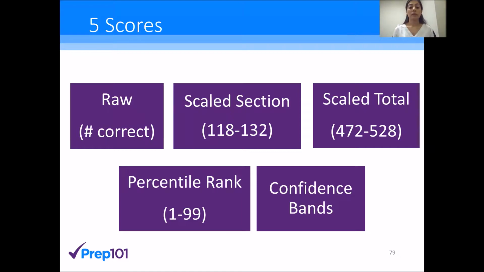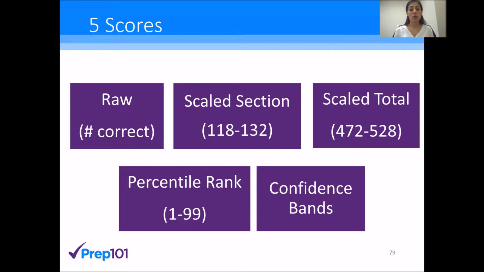Okay, now there are 2 types of scaled scores. One is a scaled section score, and the other one is your total scaled score. What the AAMC does is it takes your raw score, that's the number of questions you got correctly one more time, and it turns it into a scaled score through a statistical process called equating. Now, the whole purpose of a scaled score is to adjust for difficulty levels in different versions of the exam.